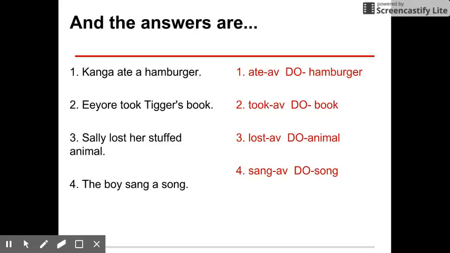All right, so here we are. Kanga ate what? Hamburger. Hamburger is the direct object. Number 2, Eeyore took what? The book. Book is the direct object. Eeyore didn't take Tigger, didn't steal him. Eeyore took the book. Sally lost what? Animal. And if you said stuffed animal, I could go with that, but you need to make sure animal is there. That's the direct object. And the boy sang what? Song. Song is the direct object.